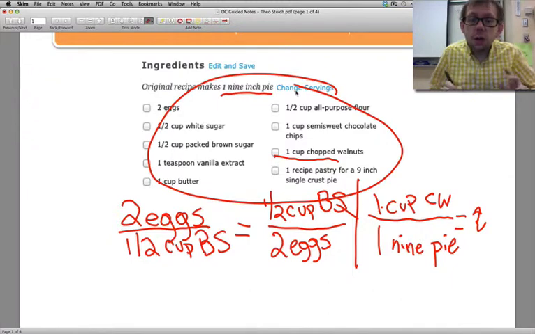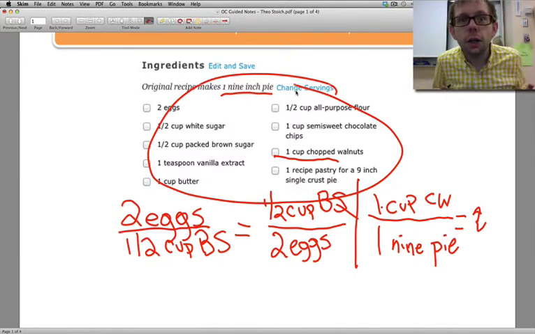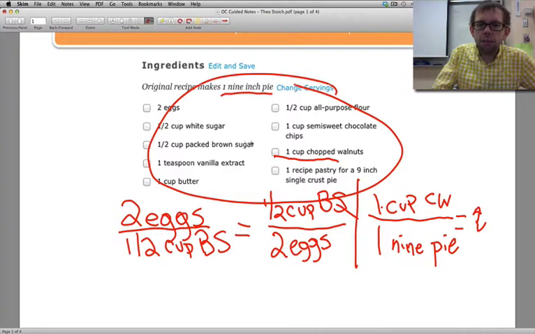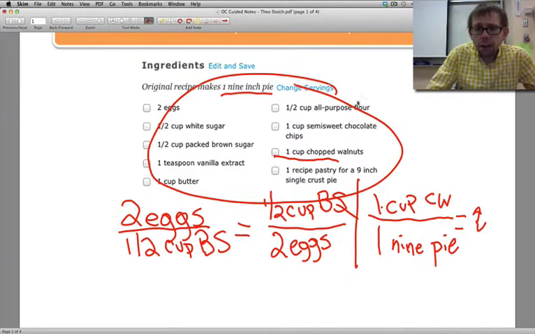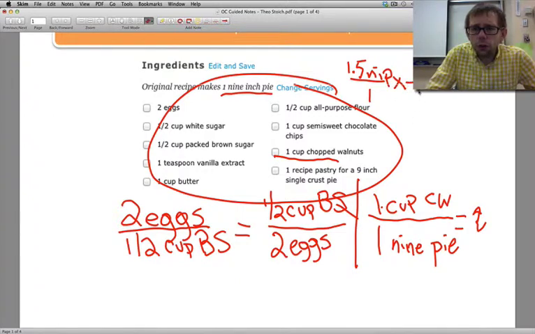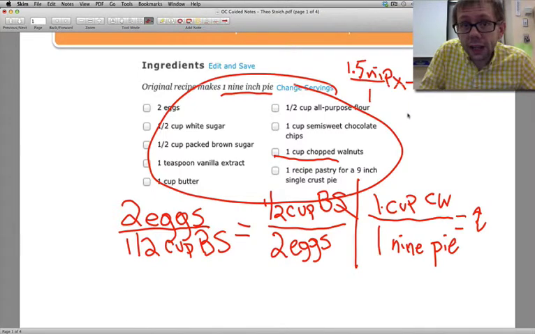It's no different. The only thing that seems a little odd is, what if you have to make more or less than that? This makes 1 9-inch pie. What if I wanted to make 1.5 9-inch pies? In baking, you'd say, okay, I need to make 1.5, so I'll multiply everything by 1.5. But why do you multiply it by 1.5? Well, dimensional analysis shows us why.